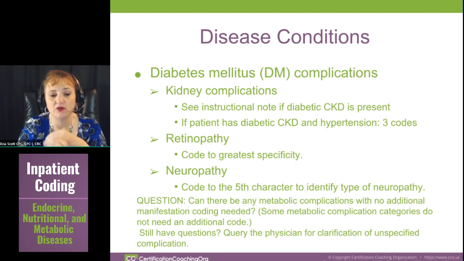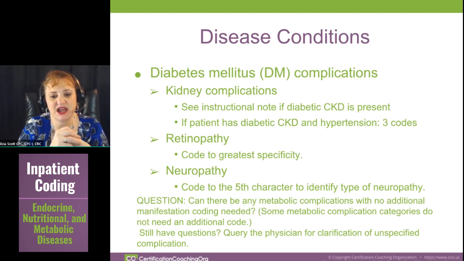Retinopathy. There are different types of retinopathy, and we want to always get to the highest specificity. But retinopathy is common with patients that have diabetes. The eyes are very quickly affected with diabetes, as well as neuropathy, which is going to give you pain in the peripheral nervous system. Whenever you code with neuropathy, your 5th character is going to identify what type of neuropathy it has.